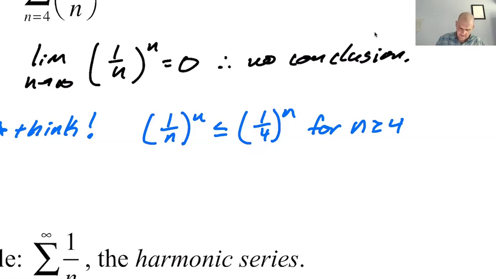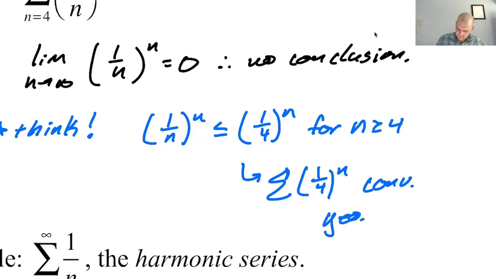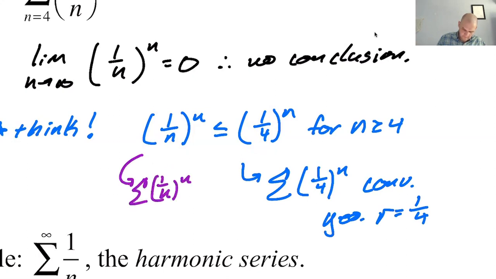And this converges because it's geometric with r equal to 1/4. So if you think about it, this one must converge because it's smaller. The terms are always positive, and it's smaller than a convergent thing.